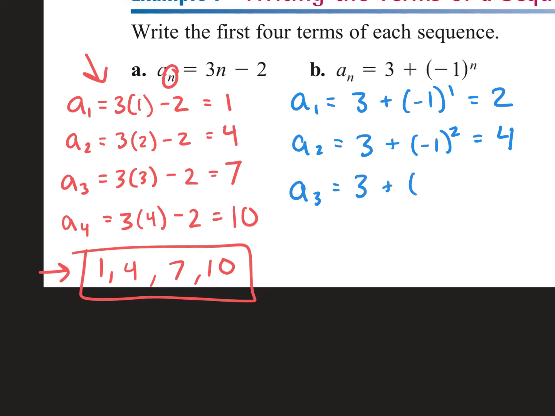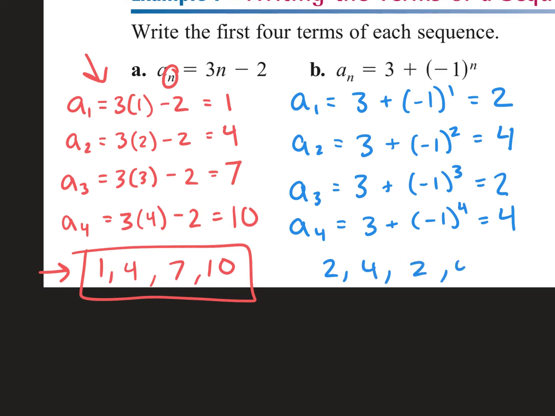Next, we plug in 3. So 3 plus negative 1 to the third power. What's negative 1 to the third power? Negative 1. So 3 plus negative 1, 2. And then we plug in 4. So it's negative 1 to the fourth power. Positive 1. So 3 plus 1, 4. So our first 4 terms of our sequence would be 2, 4, 2, 4. Any questions here? It's as easy as it looks. All you do is plug in whatever it tells you to. You just have to show your work.